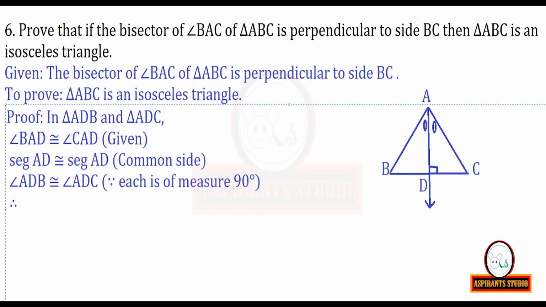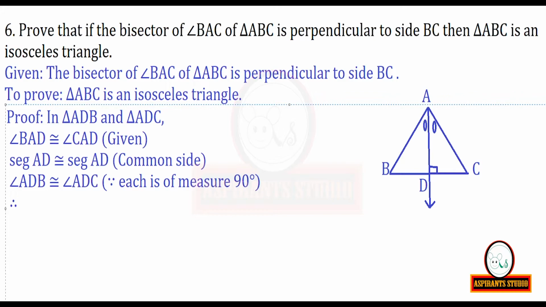You have to prove triangle ABC is an isosceles triangle. That means you have to prove segment AB is congruent to segment AC. Now in triangle ADB and triangle ADC we have two triangles.